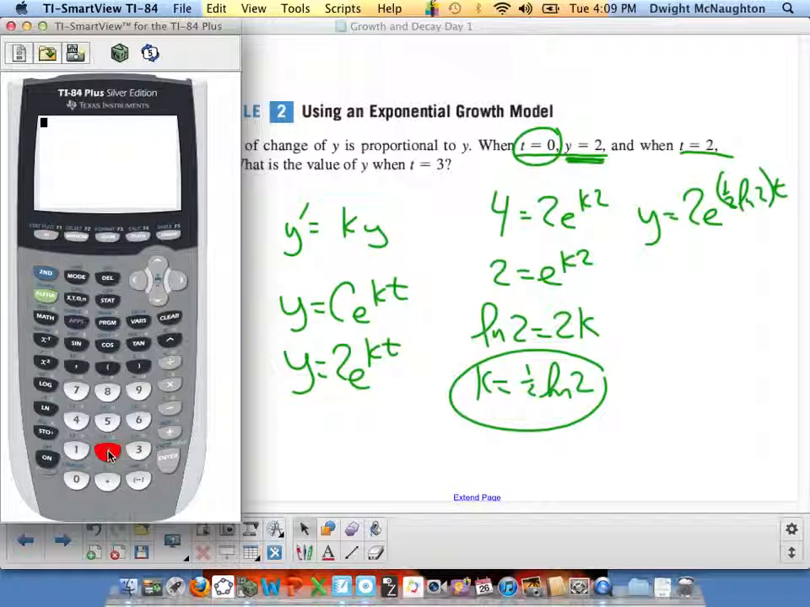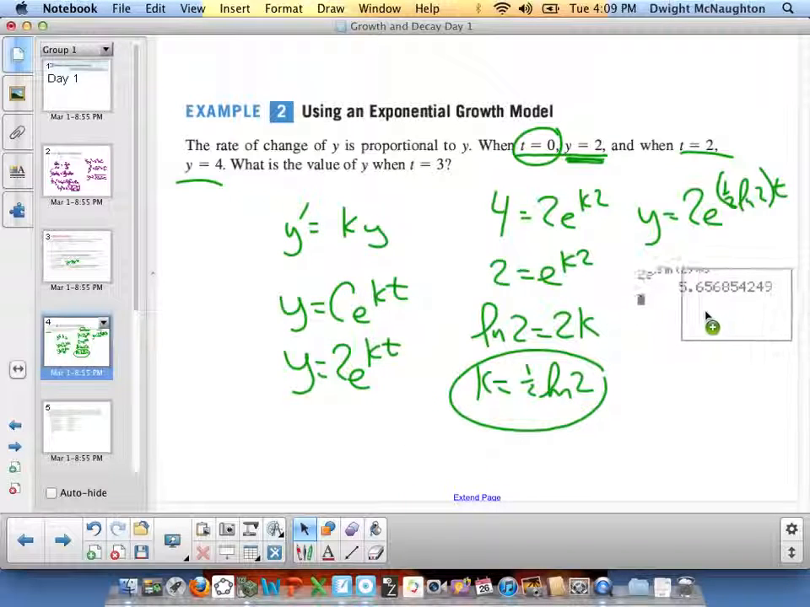So 2 times e to the 0.5 natural log of 2 times 3. y is 5.656. So when you solve these, you're going to get a couple initial conditions to help you find your K and your C, and then you may be asked for more information from there.